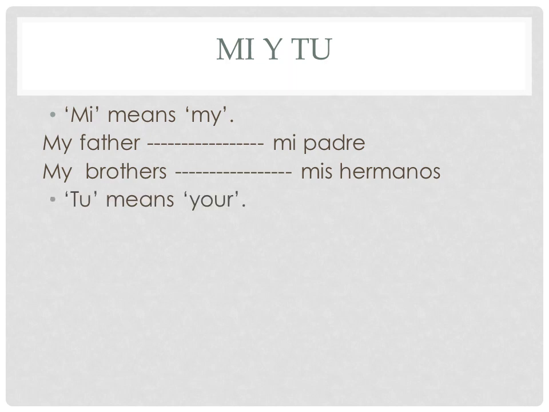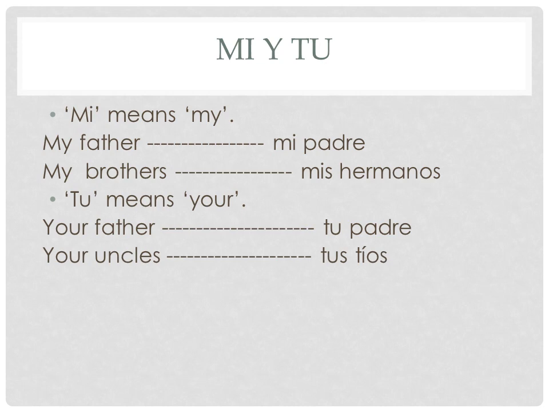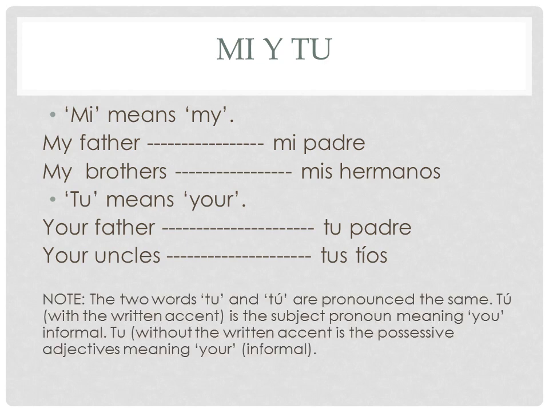Tu means your. When it's informal, when you're talking about tú, your father, tu padre, your uncles, tus tíos. Again, the same person owns them, which is you. And the first one is singular because padre is singular, tíos is plural, so it has to be tus.